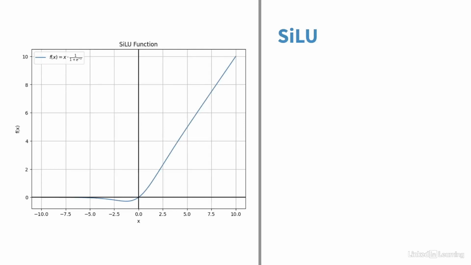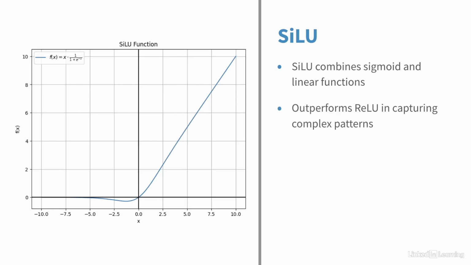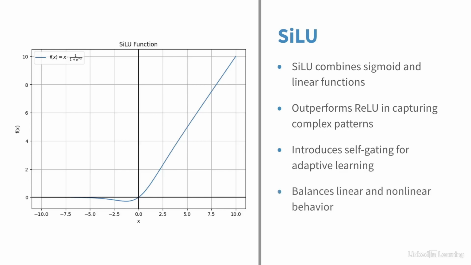Next, we have the SILU, or sigmoid linear unit activation function, which is also known as the swish activation function. So the SILU is a smooth differentiable activation function that combines the properties of sigmoid and linear functions. SILU often outperforms ReLU as it could better capture complex patterns and relationships in the data. SILU introduces the concept of self-gating, which allows the network to learn adaptively and balance between linear and nonlinear behavior.